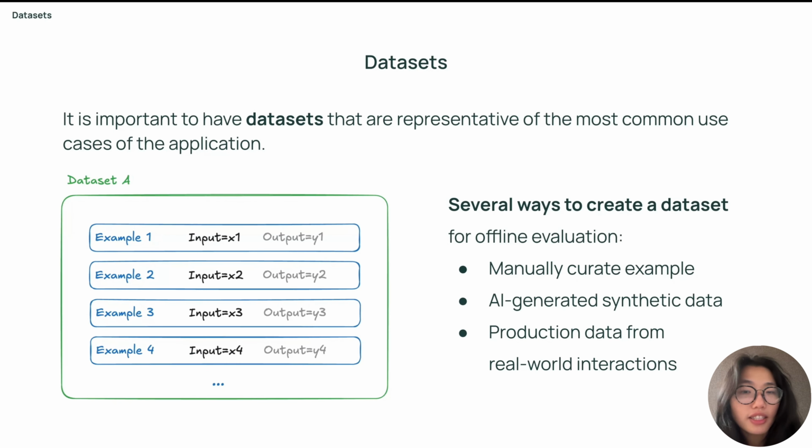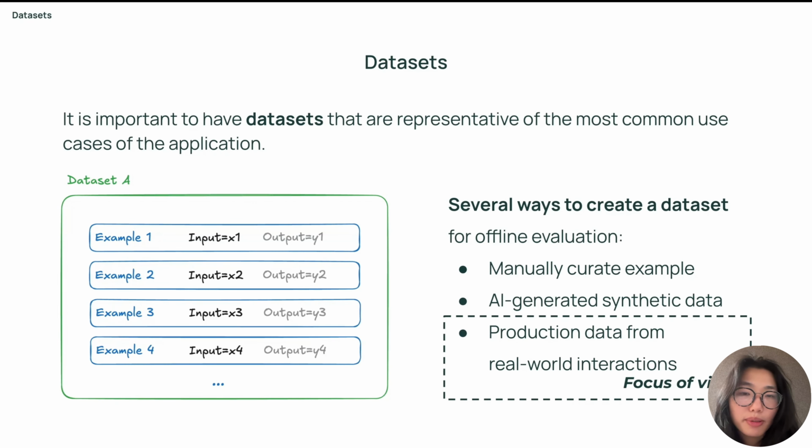Because of this, it's really good to have datasets that represent the most important use cases of the application. There are a couple different ways that you can curate these datasets. You can create examples manually, you can use AI to generate and augment your dataset, and finally, you can also build these datasets from real-world production traces.